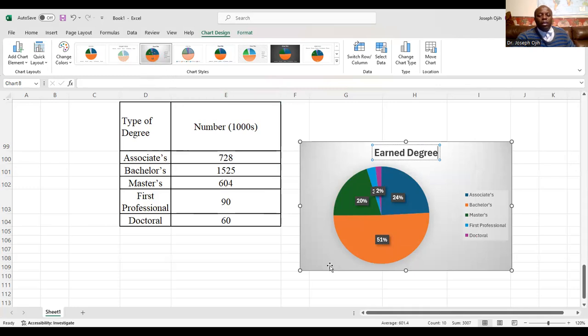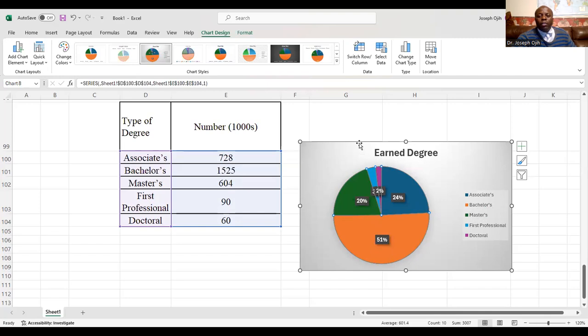I choose it. So from there, you can see that 51% of the degrees are bachelor's degrees. You can see the bachelor's have the orange color here. 24% has a blue color. It is associate degree, and so on and so forth.